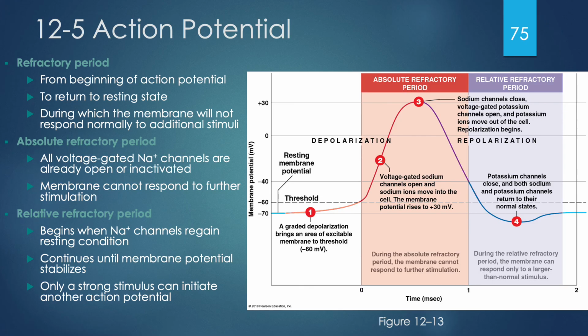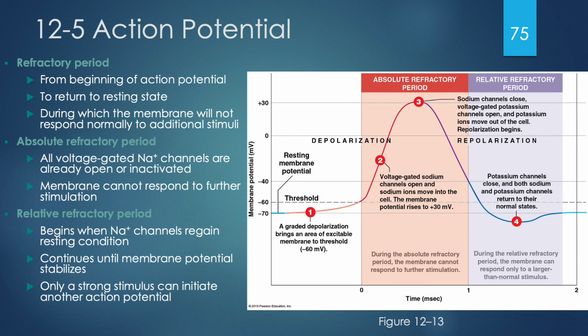The refractory period is just a point at which the membrane won't respond normally to any additional stimuli. So this is the time between when an action potential starts to when it returns back to its resting state. So it's just not responding normally at that point. There are two subdivisions of the refractory period. There's the absolute refractory period and the relative refractory period.